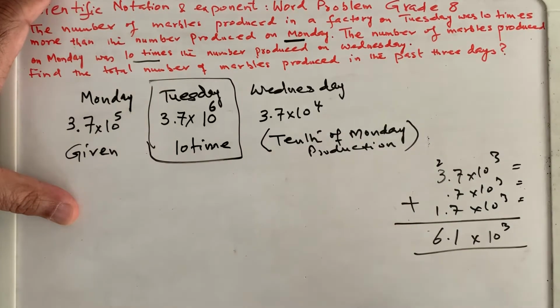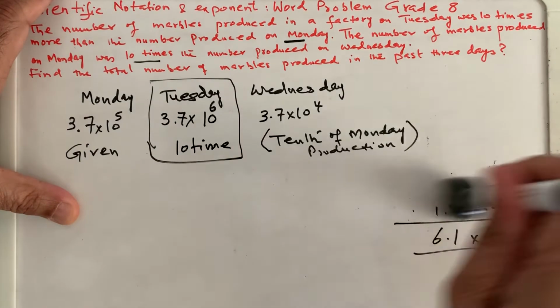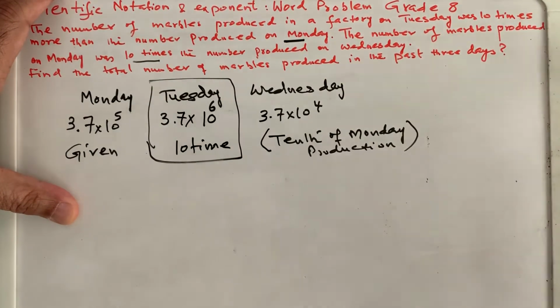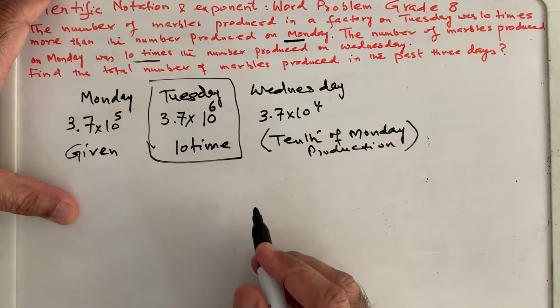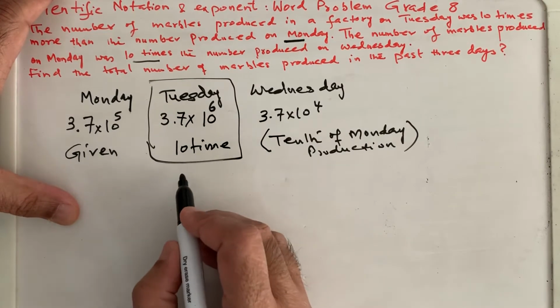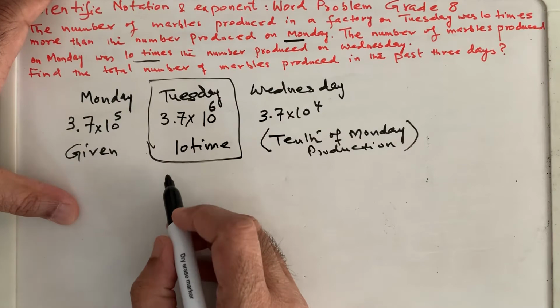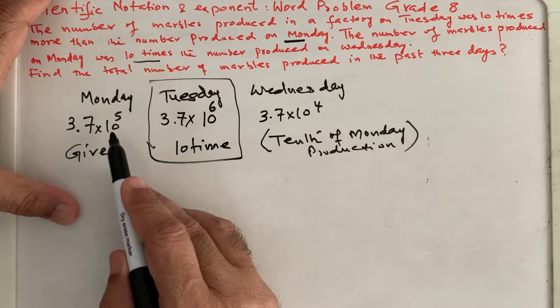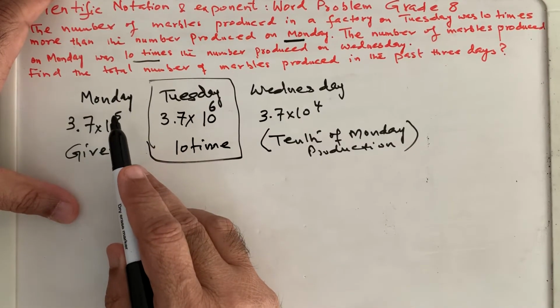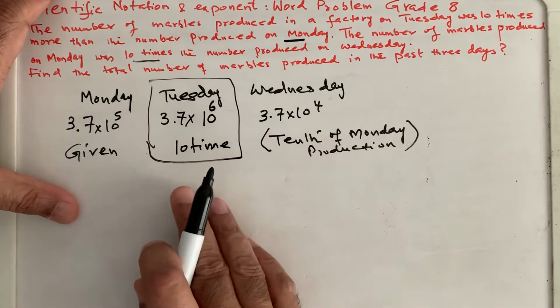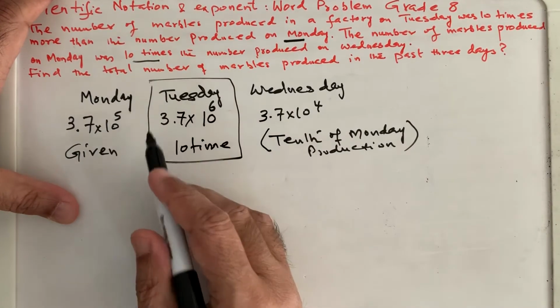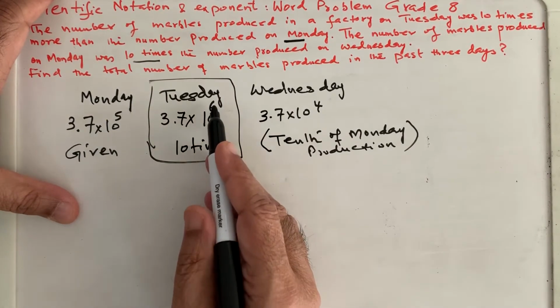So if the exponents are the same, we can add them together. In this question, the exponents are not the same, but we can make them the same by moving the decimal from one place to another. My basic production is 3.7 into 10 to the power 5, right? So now, which is the maximum power here? 3.7 into 10 to the power 6.